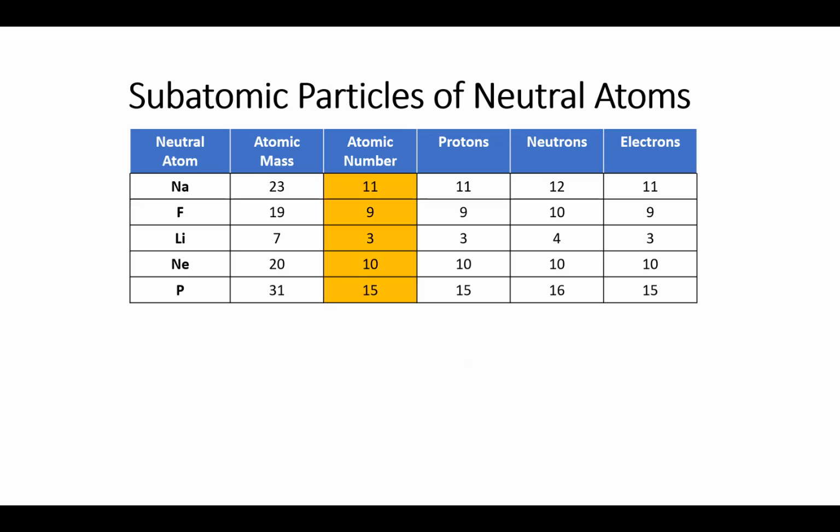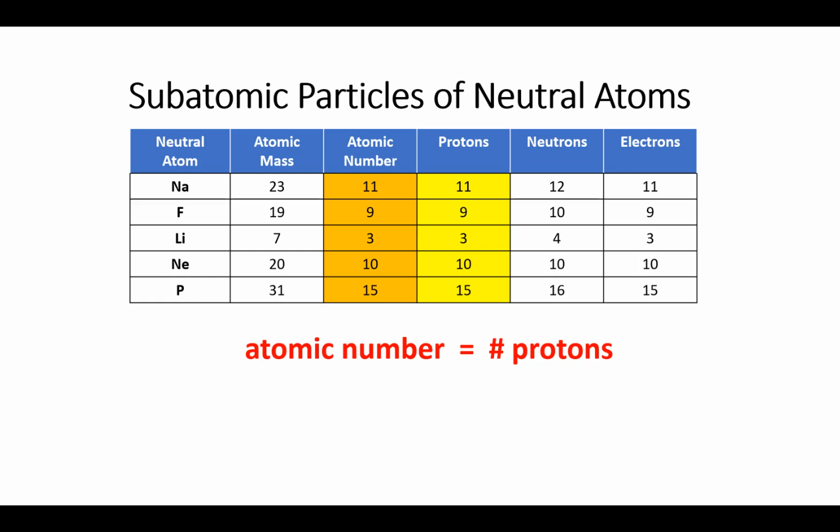Now I've highlighted the atomic number for you. This is where I want you to stop and stare at the numbers and see if you can see any patterns emerging. One of the things that I'm hoping that you're noticing is that the atomic number is exactly the same as the column showing protons. This is really an important feature of the periodic table. The periodic table is organized by atomic number. It goes from the lowest atomic number to the highest atomic number.